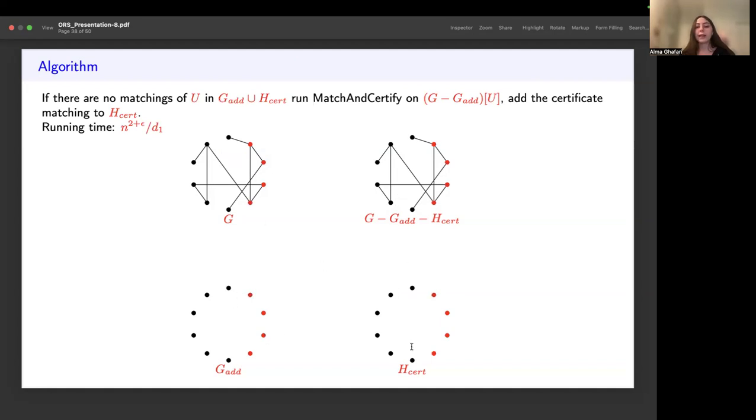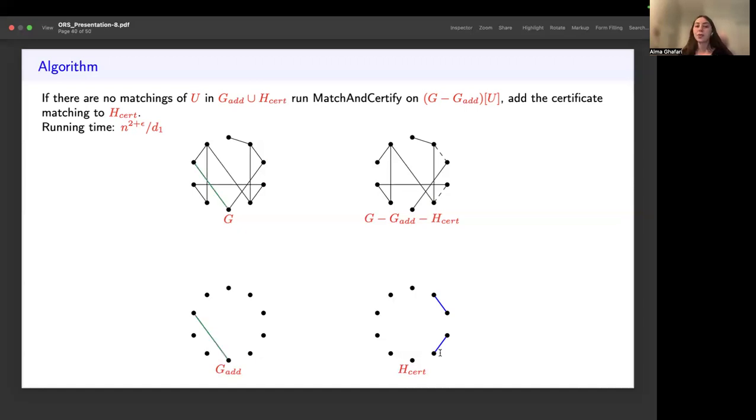So we go through G add and the certificate matching, and if we find a matching, we add it. But if not, we have to pay a lot of cost, that is n squared over d1. Let's say this is the average degree of this matching here. We pay this cost for the blue matching and add it to the certificate matching. We don't want to go again and look for a matching that we already found. This is the reason why we keep track of the certificate matching, in order to lower our cost of doing the same thing again and again.